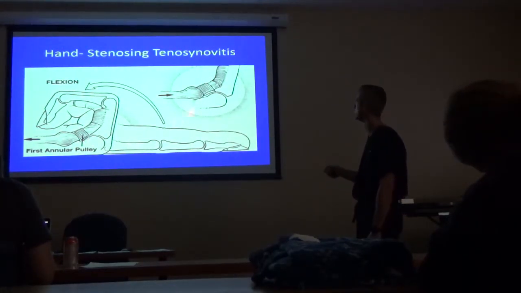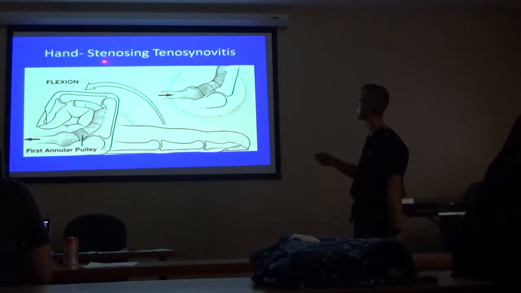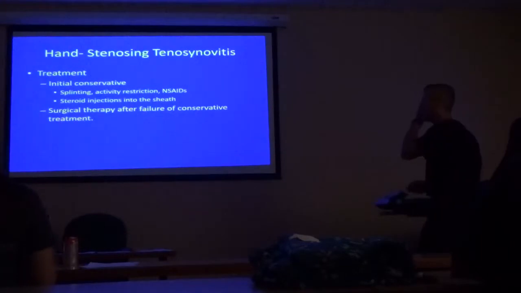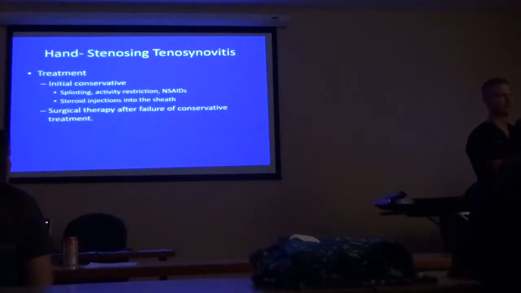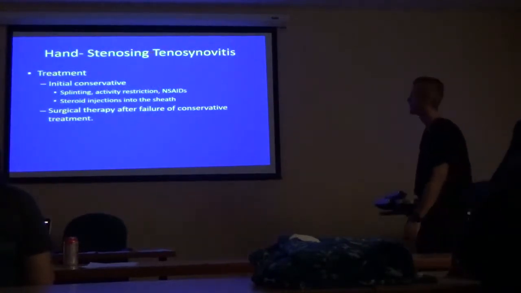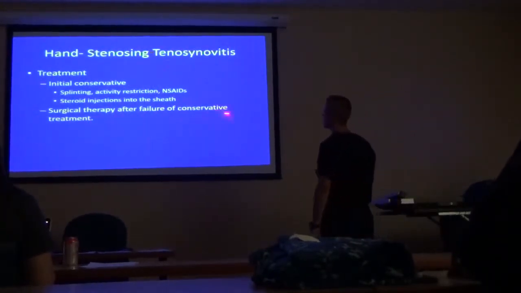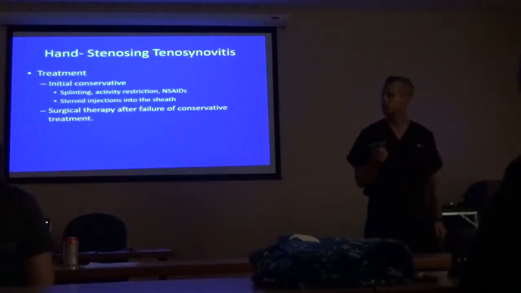A1 pulley gets stuck: trigger finger, stenosing tenosynovitis. It doesn't always stay stuck, it catches and then comes back out, but that gets annoying if you have to do it continually. You can try steroid injections right into the sheath to help with the inflammation, or do surgical therapy after failure of conservative treatment.